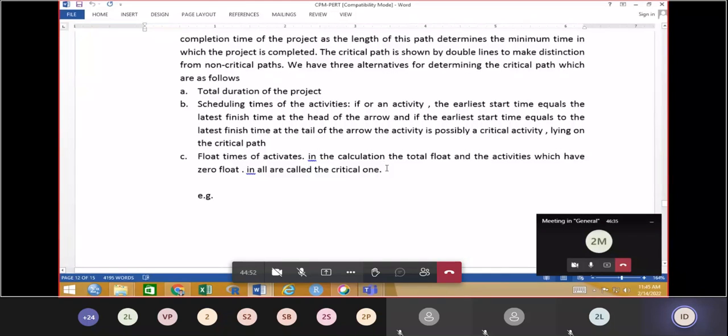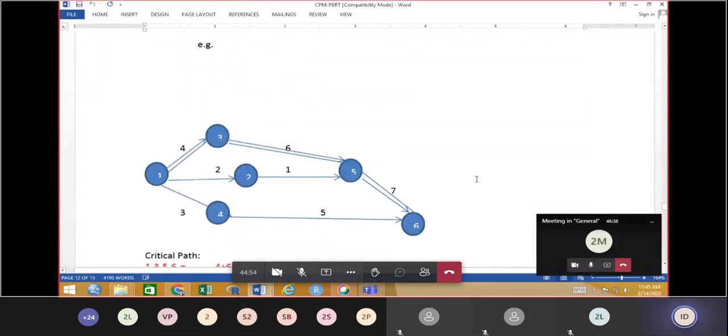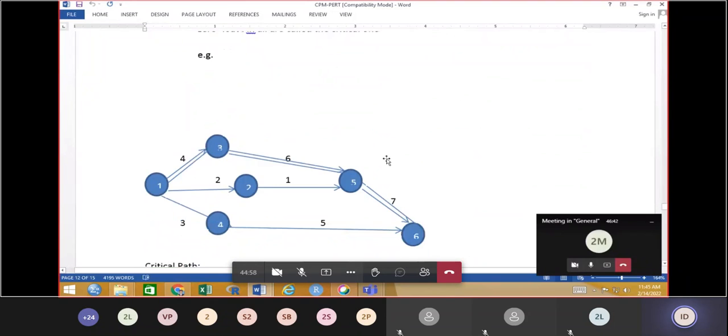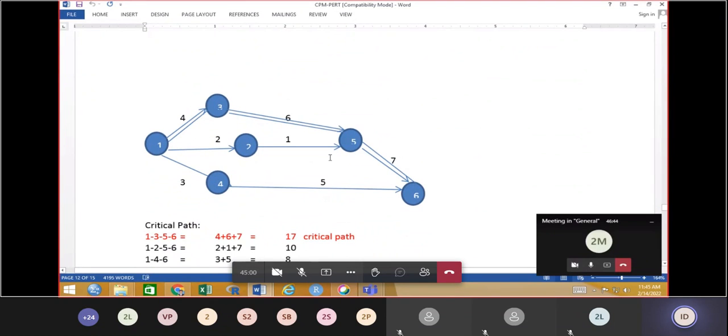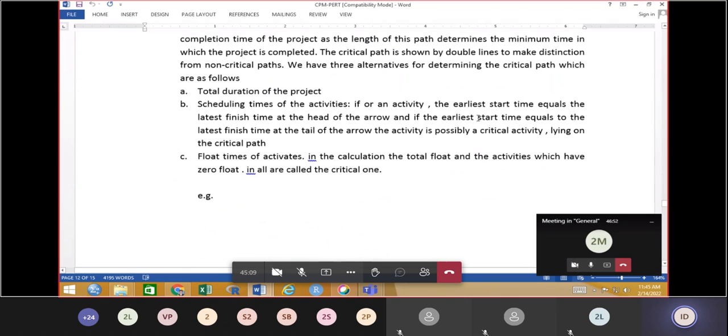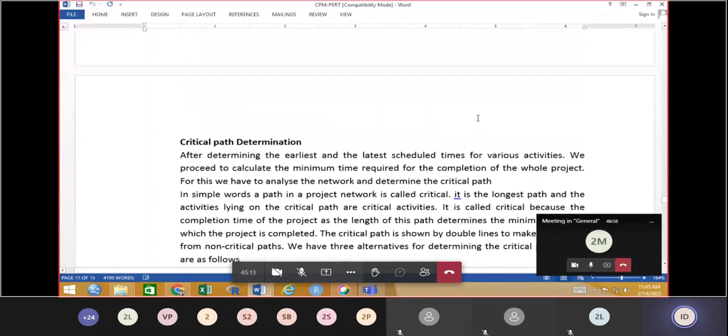Now the critical path, we have already seen that. What is the critical path? Note down the meaning of the critical path. The critical path means the longest path. Keep in mind, in the examination they may ask what is critical path. It is one of the most frequently asked questions. The critical path means the longest path.